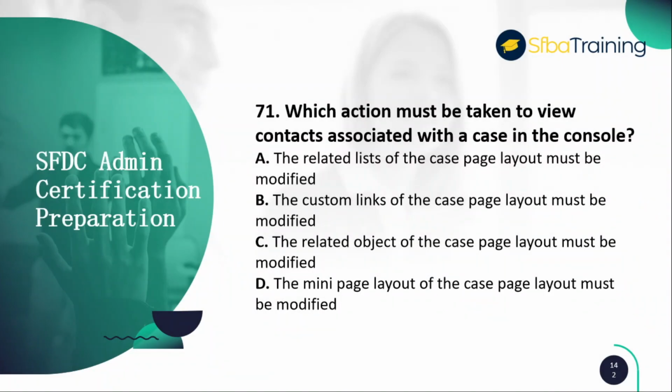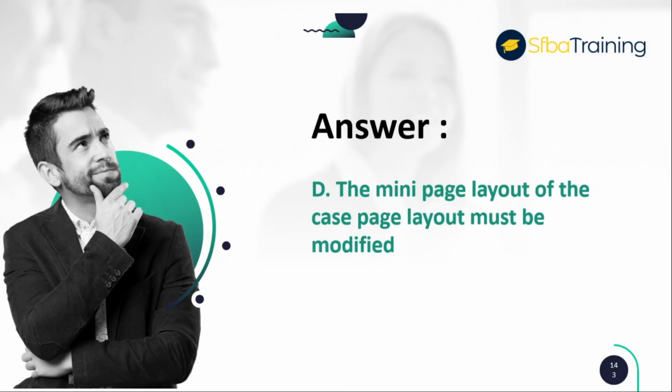Number 71. Which action must be taken to view contacts associated with a case in the console? A, the related list of the case page layout must be modified. B, the custom links of the case page layout must be modified. C, the related object of the case page layout must be modified. D, the mini page layout of the case page layout must be modified. The answer is D, the mini page layout of the case page layout must be modified.